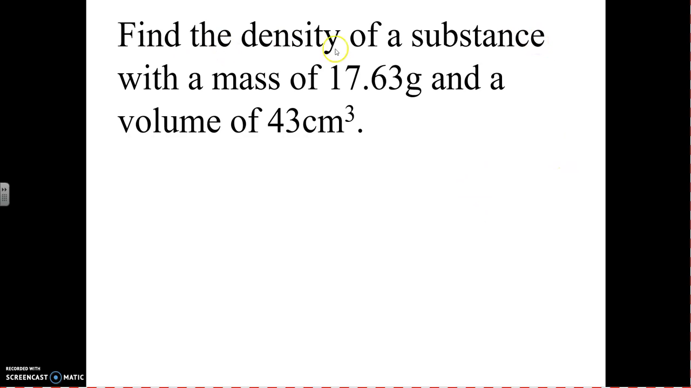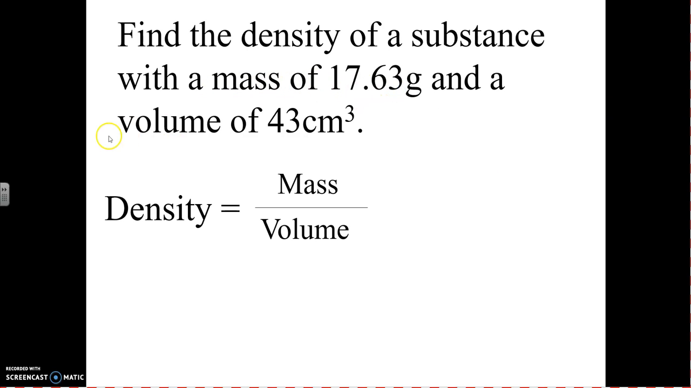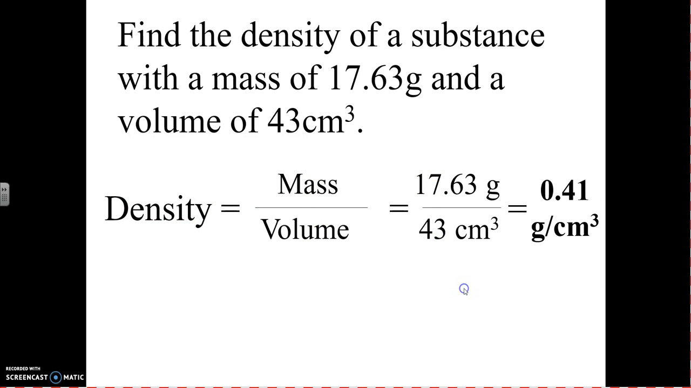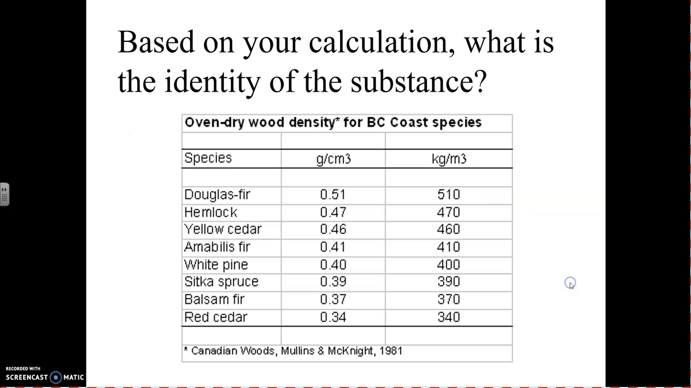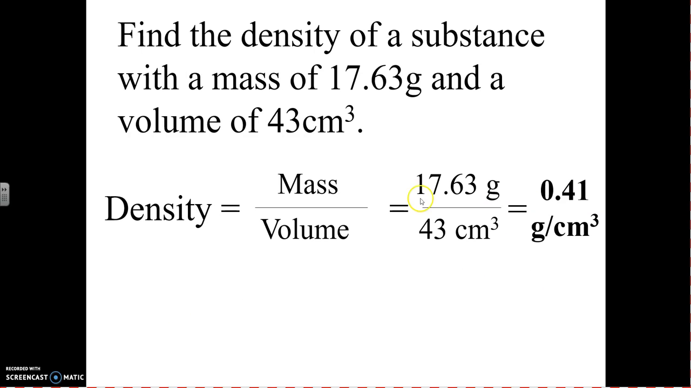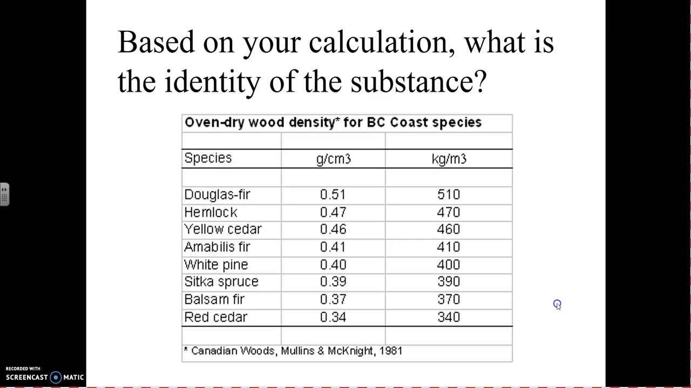Now another practice problem. Find the density of a substance with a mass of 17.63 grams and a volume of 43 centimeters cubed. So we're given mass, we're given volume, okay? Density is the thing we're trying to find, so we're going to use density equals mass divided by volume, plug in our numbers, and we're given our answer, okay? Don't forget your units here, okay? We didn't cancel any units, so we need to use both of those. Now, notice here that our answer is 0.41 grams per centimeter cubed.